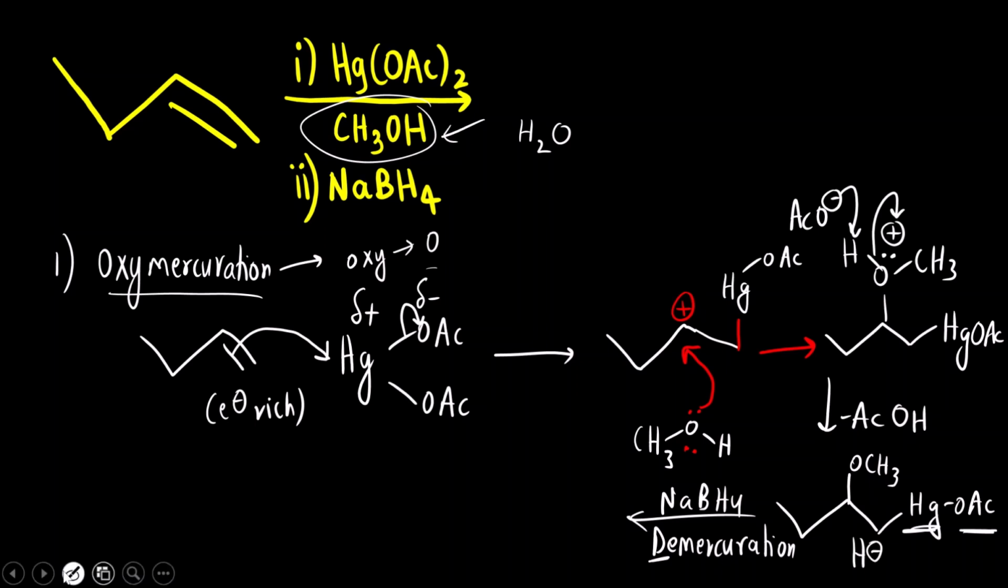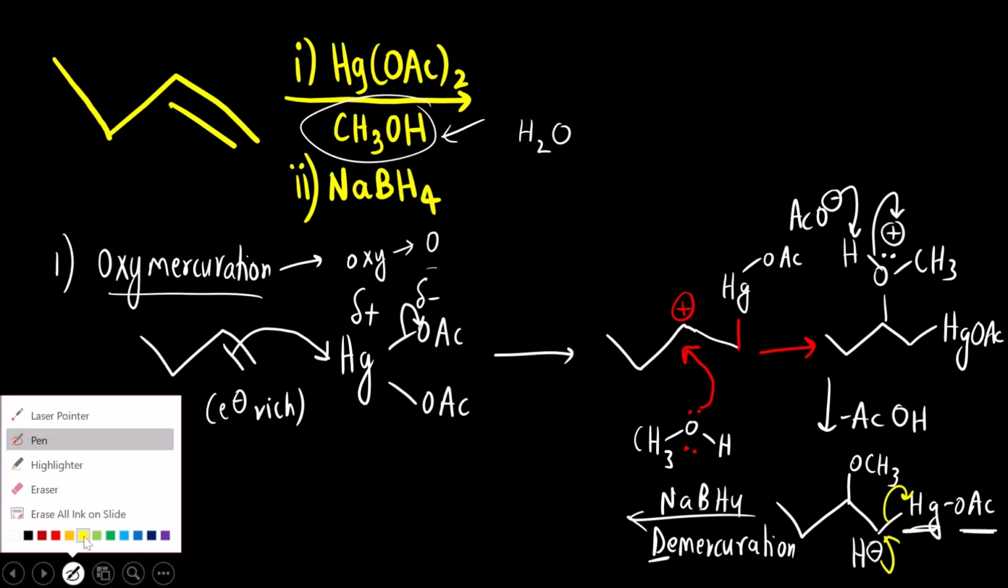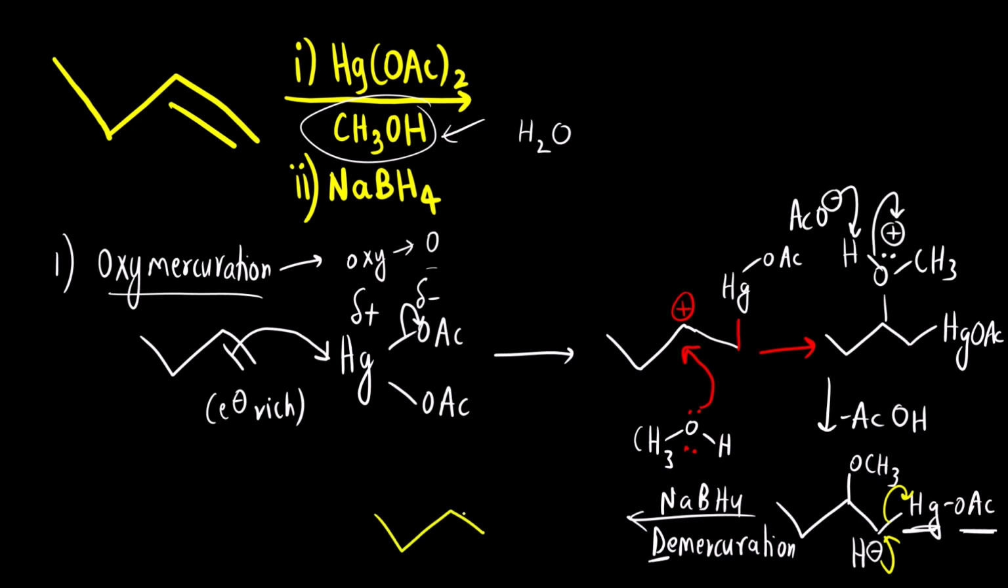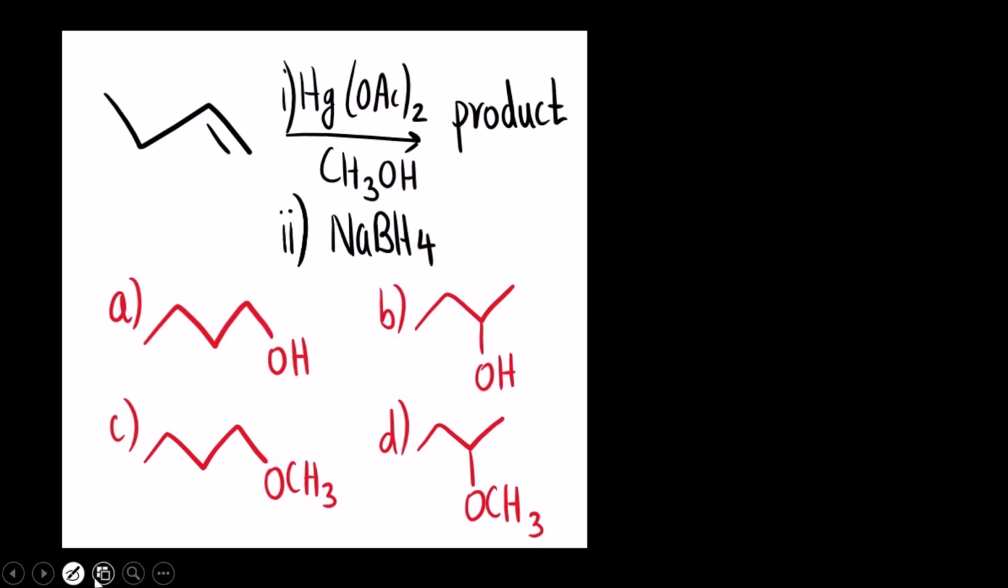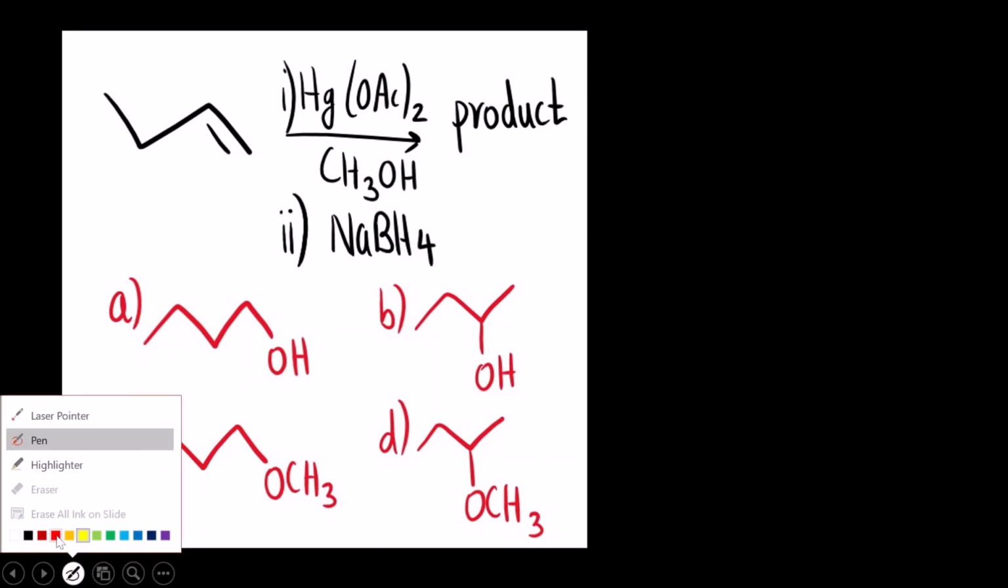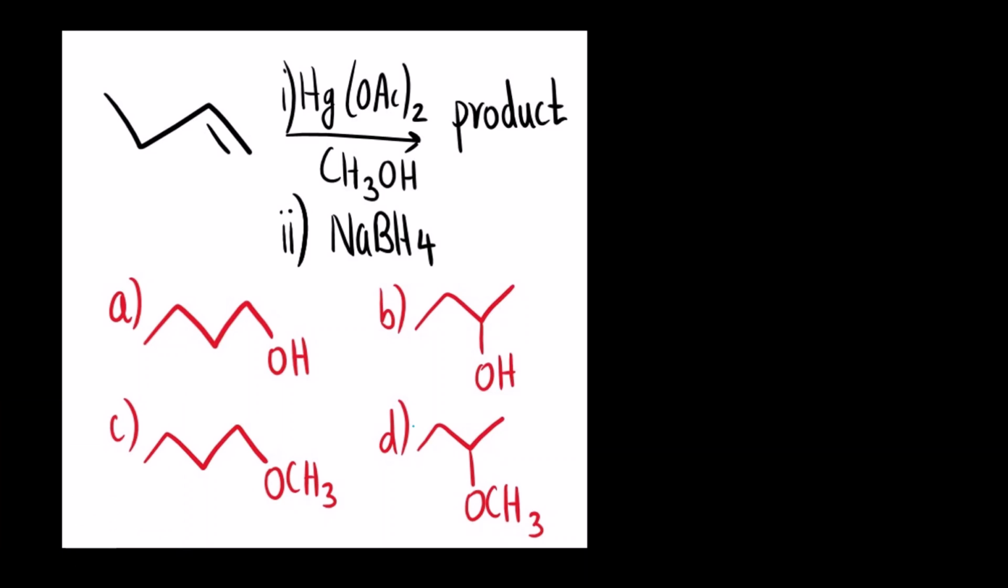So we know NaBH4 donates H minus ion, it is a hydride donor. So it will attack here. HgOAc will go away as a good leaving group. So the final product is OCH3. This is the final product, 2-methoxybutane. So the correct answer will be what? Correct answer will be option D.